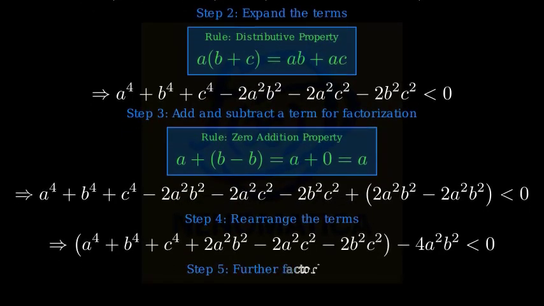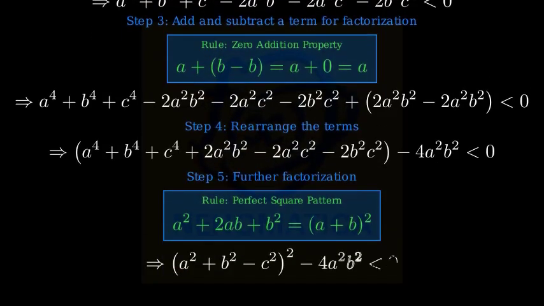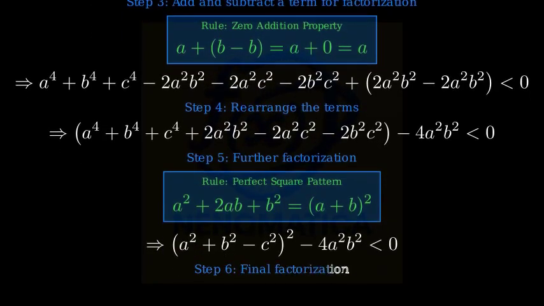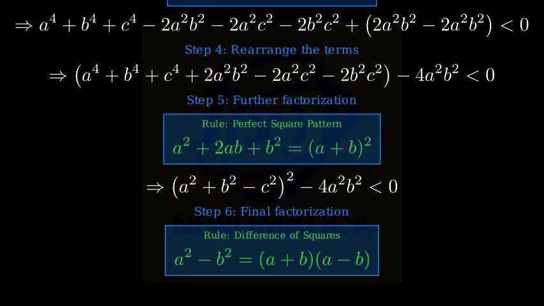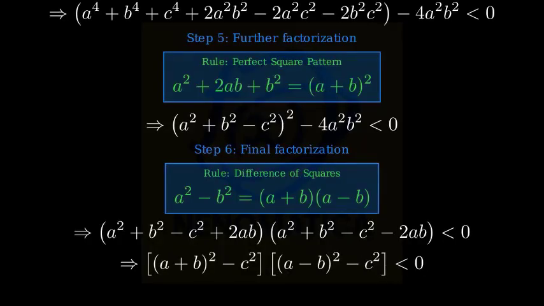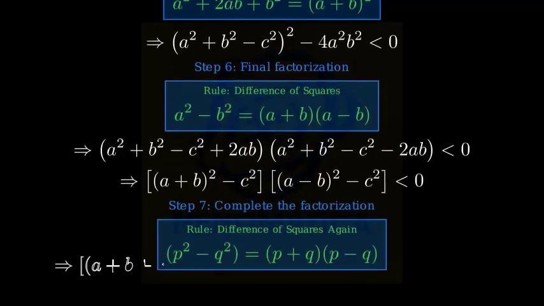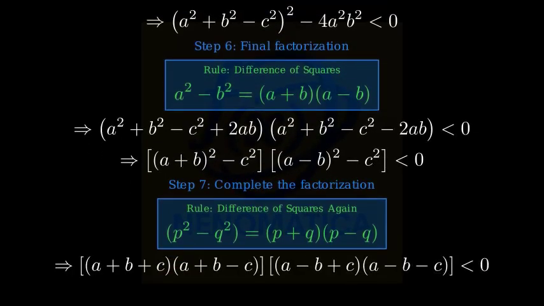Let's continue by factoring the expression. We can recognize a perfect square pattern here. Now we can perform the final factorization of the expression. We recognize another pattern that can be written as a product of 2 factors. Let's factor this expression one more time. We can use the difference of squares formula again on each of these terms.